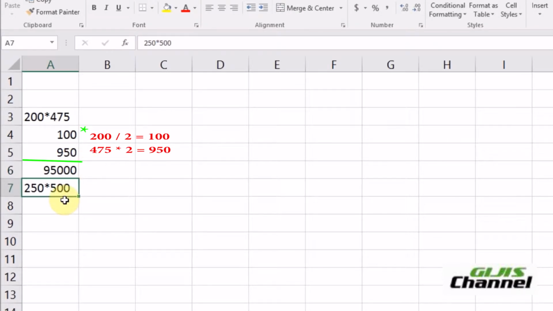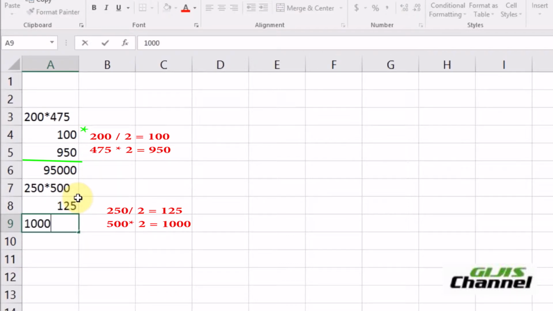Okay, let's look at the second example. Again, one of the numbers needs to be an even number. There are two numbers, 250 times 500. Let's see how to multiply two big numbers. First, divide the first number in half. So 250 divided by 2 is 125. Then double the second number. The second number is 500. When you double it, it's 1000. So now multiply both numbers, 125 times 1000. That's the answer: 125, then add three zeros.